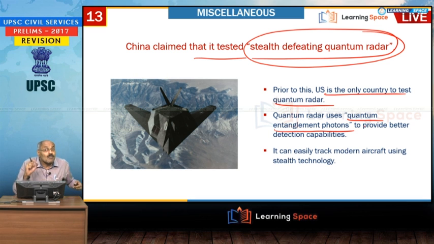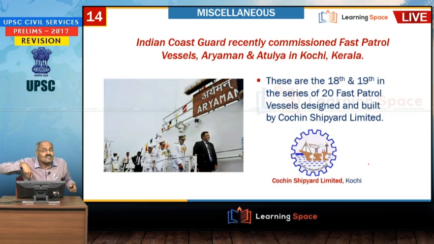So, when we are talking about quantum communication or quantum radar, the thing which should come to your mind is these photons, or you can say subatomic particles. So, quantum radar uses quantum entanglement photons to provide better detection capabilities, right? So, it can easily track modern aircraft using stealth technology, right friends?